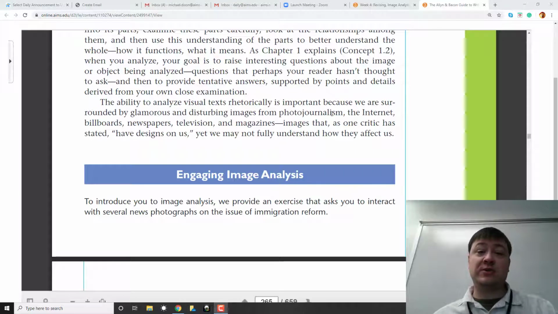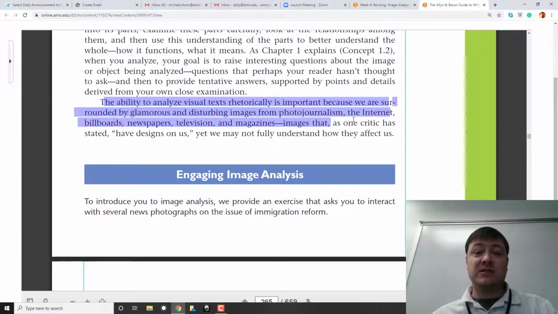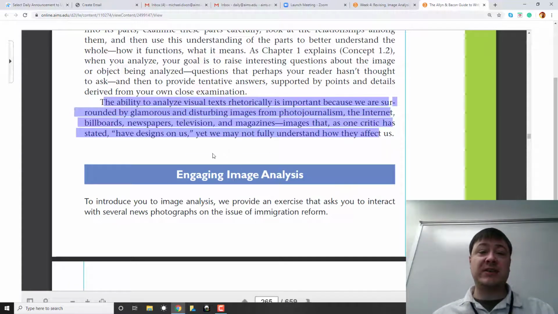So the ability to analyze visual text rhetorically is important because we are surrounded by glamorous, disturbing images from photojournalism, internet, billboards, newspapers, television, magazines, images that, as one critic has stated, have designs on us. Yet we may not fully understand how they affect us.